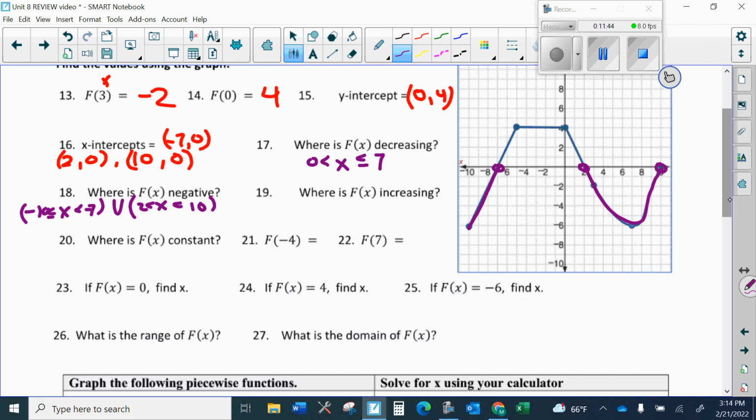Okay, where is it increasing? Where is the curve going up? It's going up from there to there, and it's going up from there to there. So again, what are the x values from there? From -10 to -5. And so it's, well, an or, either there or from 7 to 10.